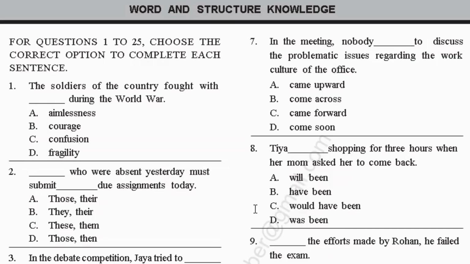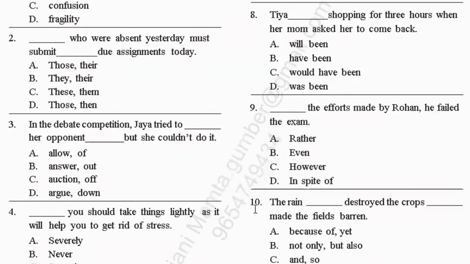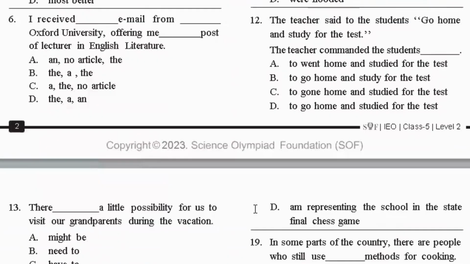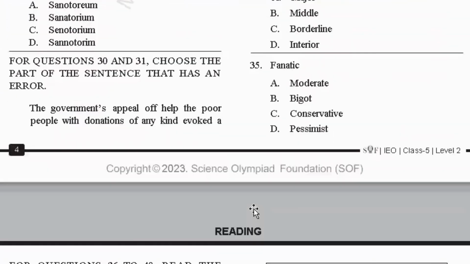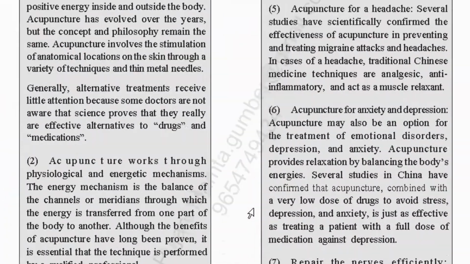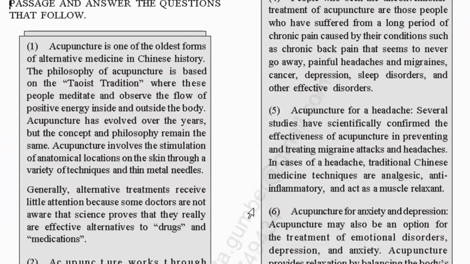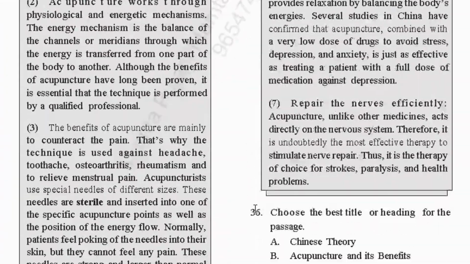Coming to the different sections, you will find 3 different sections in this paper. The first section is called Word and Structure Knowledge. In this section, you will get questions from grammar and vocabulary, and each question carries 1 mark. The second section is about reading the given passages. This time you will be given 2 passages. You have to read them carefully and answer the questions that follow.